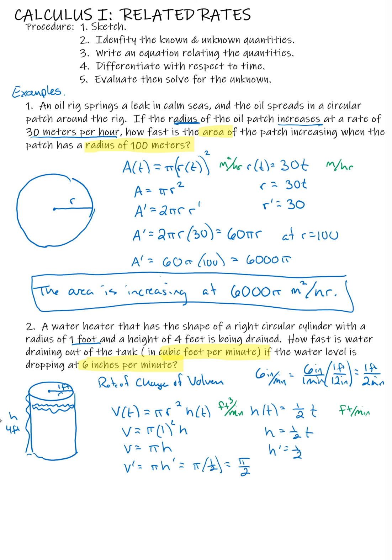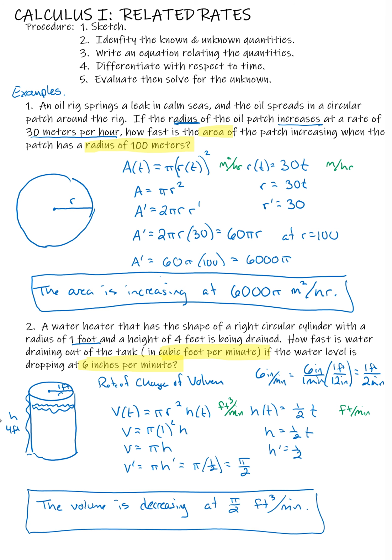We've got it all. We figured everything we needed. So therefore, we see that the volume is decreasing in this case at pi over 2 cubic feet per minute, or feet cubed per minute. And there we go. Enjoy!